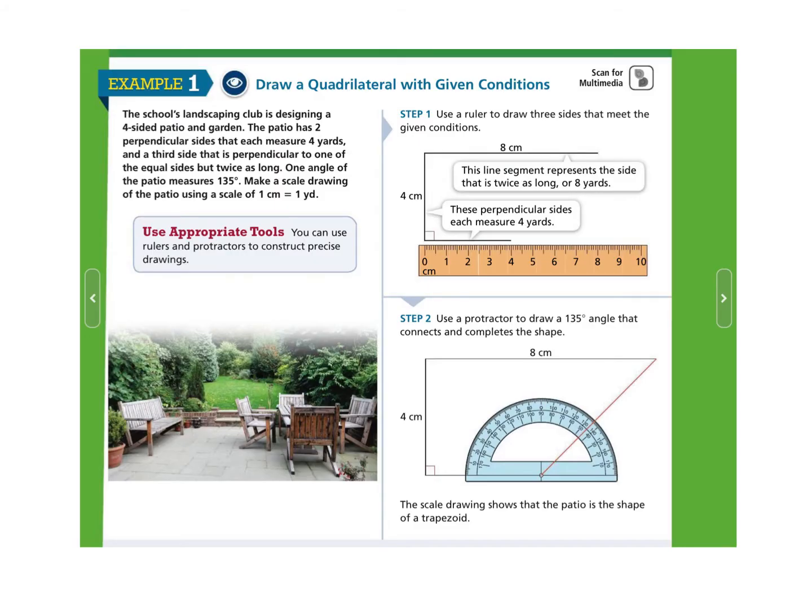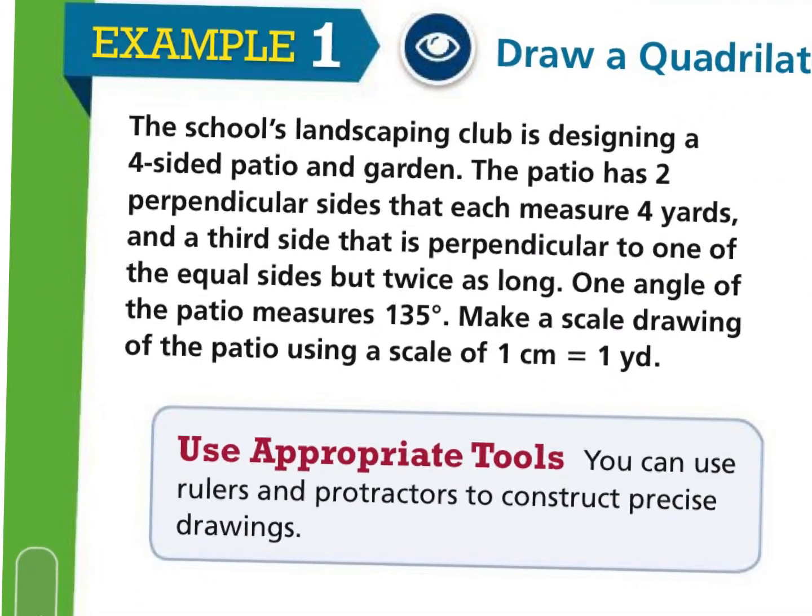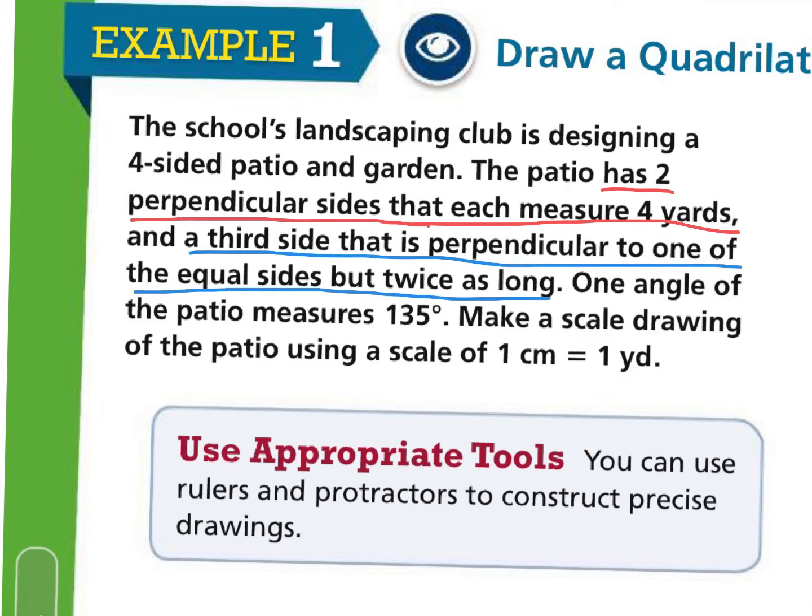So we'll look at example 1. The school's landscaping club is designing a 4-sided patio and garden. The patio has 2 perpendicular sides that each measure 4 yards. A 3rd side that's perpendicular to one of the equal sides but twice as long. And then one angle of the patio measures 135 degrees. Make a scale drawing using a scale 1 centimeter equals 1 yard.